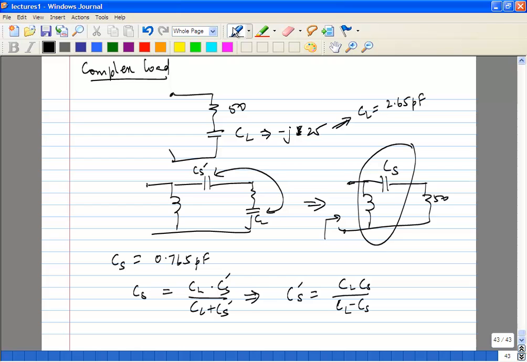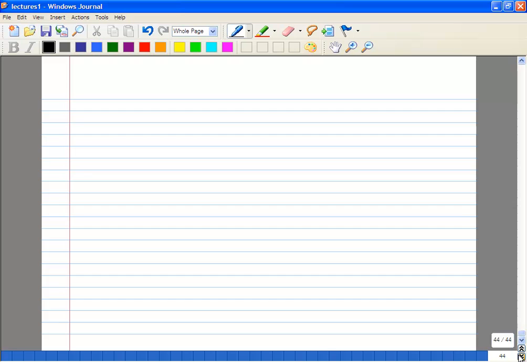So you know CL, you know CS, so you can find out CS prime. In this case, it happens to be 1.08 picofarads. You can calculate it out, very simple. What that means is, if you use the earlier 7.66 nanohenries with 1.08 picofarad, you can match to 50 minus j25. So that is for matching to complex loads.